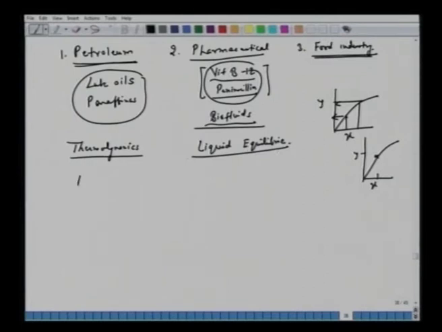So essentially we have A plus C, feed, solute or carrier. C and A are completely miscible. We bring it in contact with B, solvent.